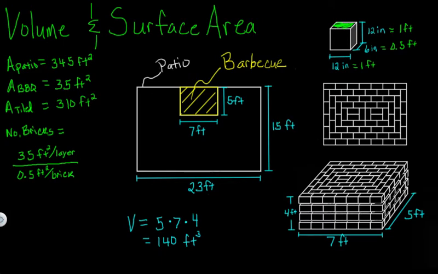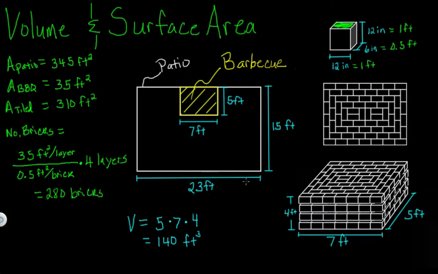All right, but then we know that we need 4 layers in order to make up our entire base. So we're going to multiply this by 4 layers. And so that's 70 times 4, and that gives us 280. All right, so the total number of bricks that we're dealing with is 280 bricks.